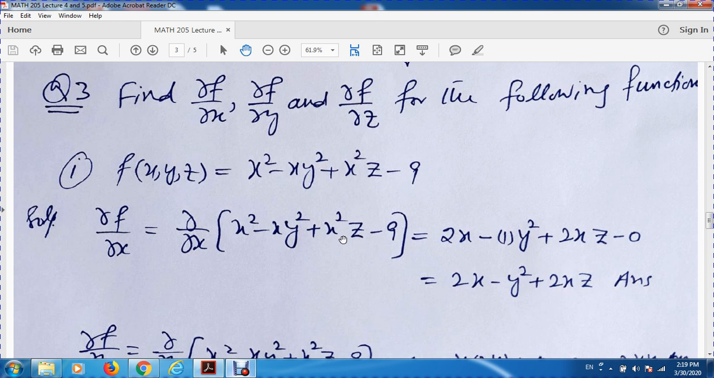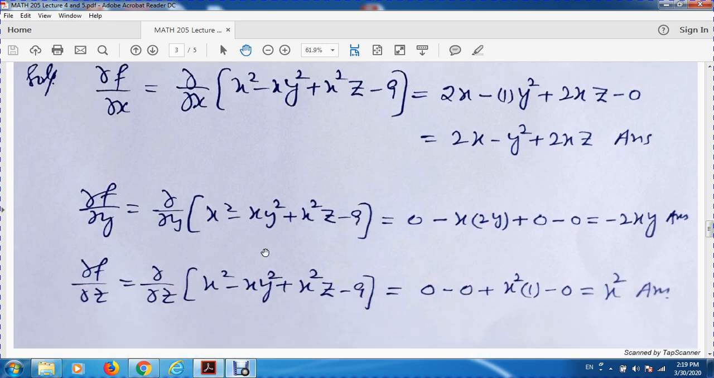And similarly here x square z. Now you write the derivative with respect to x of x square, that will be 2x, and z will be just like a constant, so we have written it the same, and then the derivative of 9 will be 0. If you simplify this, it will be 2x minus y square plus 2xz.